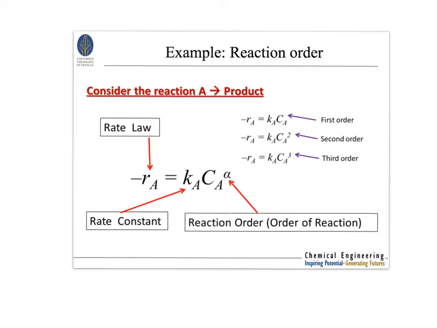Okay, so look at this example. Consider a reaction of A to produce products. The general expression of rate law is given by this equation: minus RA equals KA CA to the power of alpha. So minus RA is the rate law, KA is the rate constant, and alpha is the reaction order. For example, if you have first order, alpha is only 1, so you have minus RA equals KA CA. If second order, alpha equals 2, and third order, alpha equals 3.